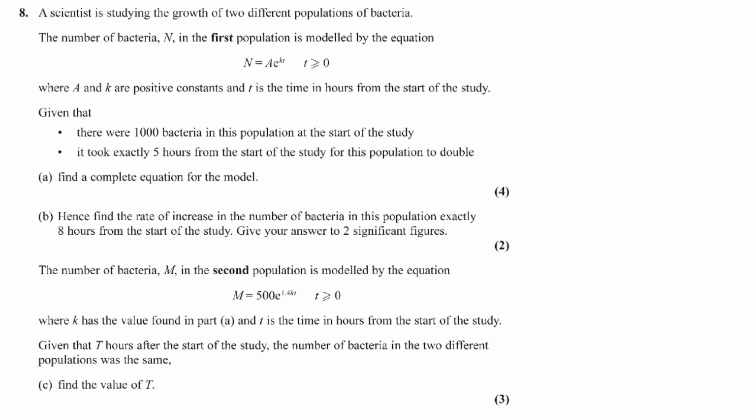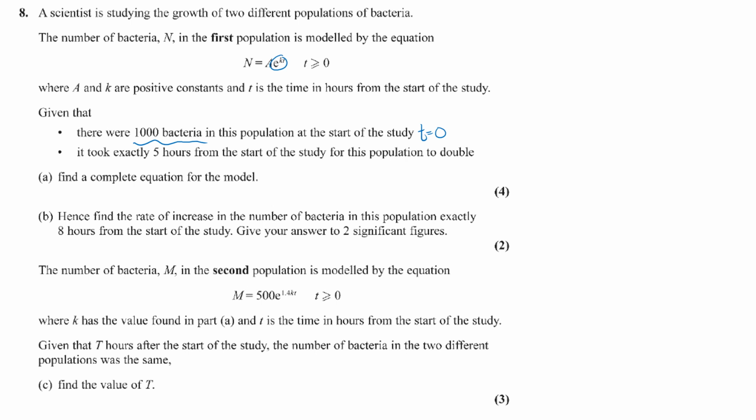This next question is an exponential modelling question. We've got N being the number of bacteria, and we've got this exponential model. We're being told that there's 1,000 bacteria at the start of the study. So at the start of the study, t is equal to 0. When anything in the power is 0, e to the 0 is going to be 1.